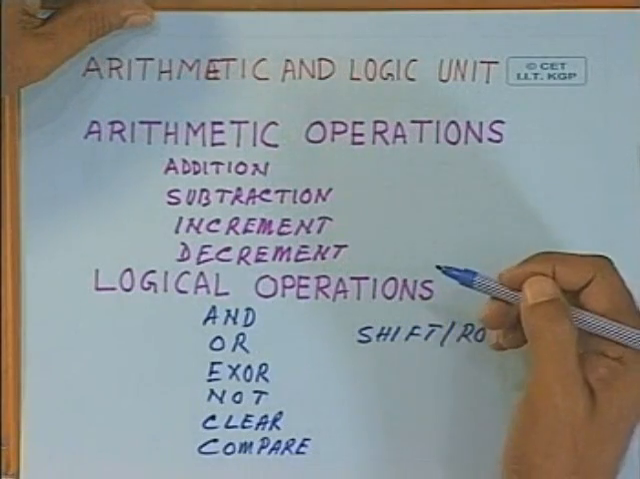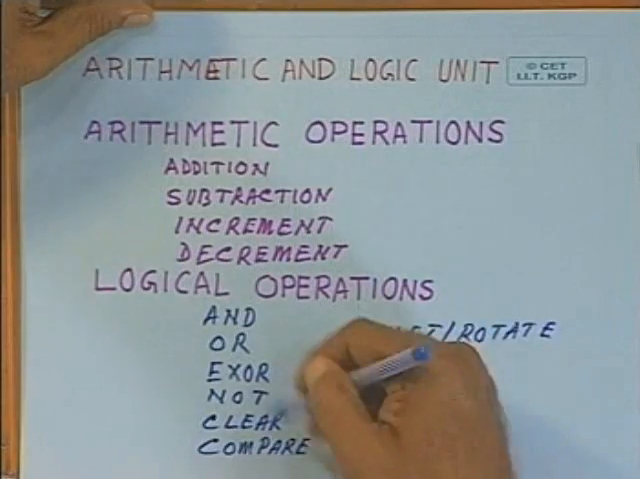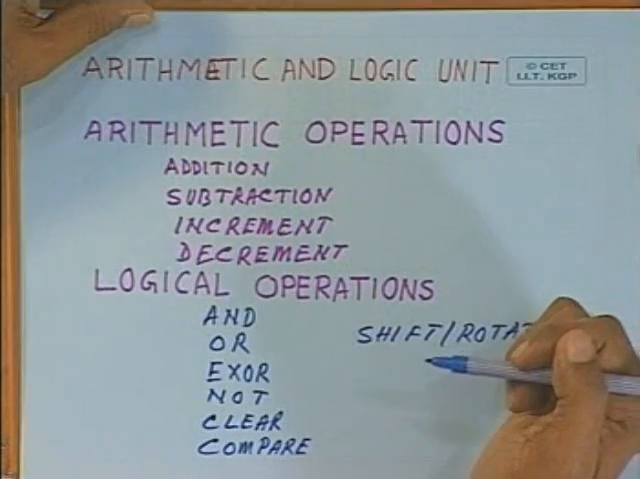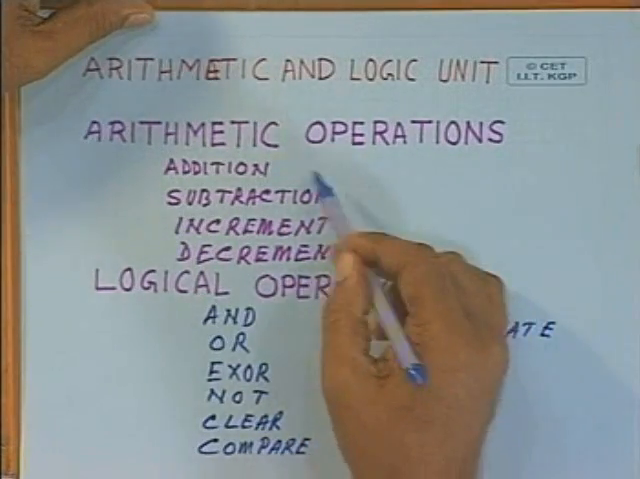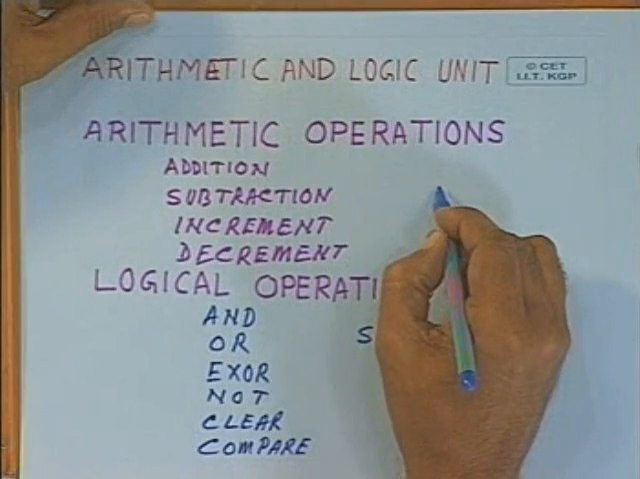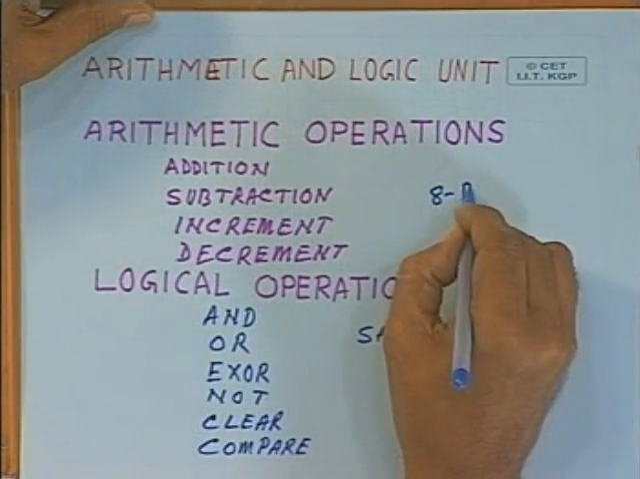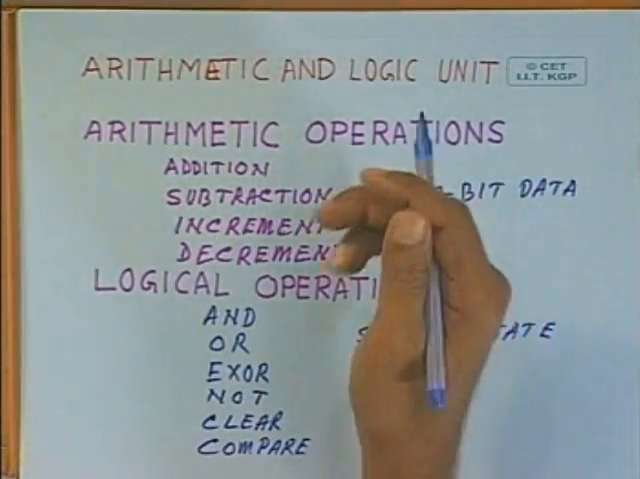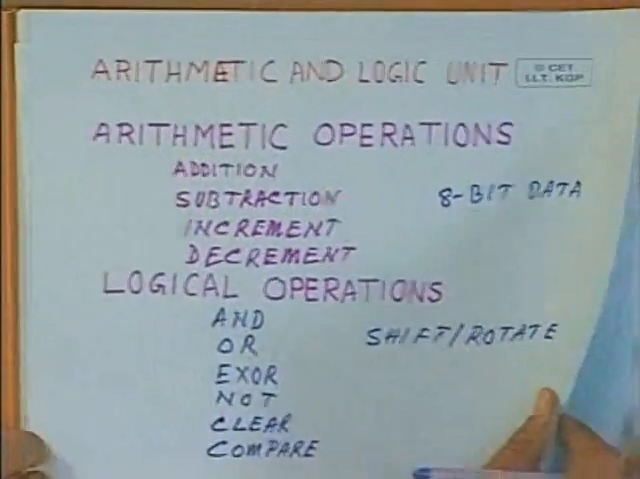And obviously in modern microprocessors, the logical operations will be more. Other logical operations can be performed. And moreover, the arithmetic operations which are performed are restricted to only 8-bit data. That means if you have to implement, say, 16-bit addition or 32-bit addition, again you have to write a program. It cannot be done directly by executing an instruction of 8085. So this is the capability of the ALU.